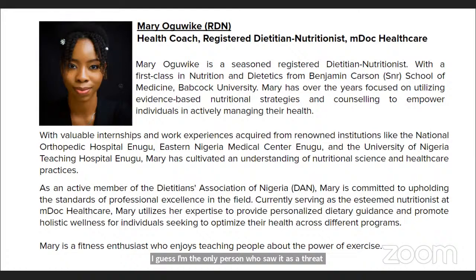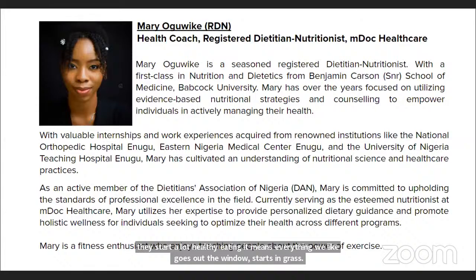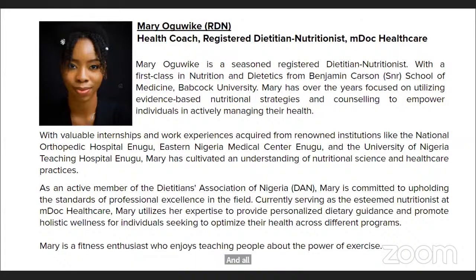Calorie deficits. Wow. Any more takers? Healthy eating. You guys are just on it too. So no food is like me that think there's a problem. Once they start telling us healthy eating, it means everything we like goes out the window. We start eating grass and all. Knowing what to eat and when to eat.